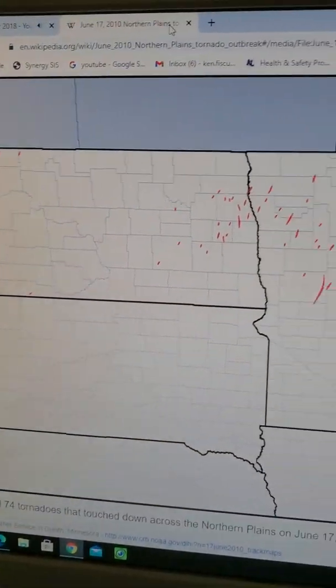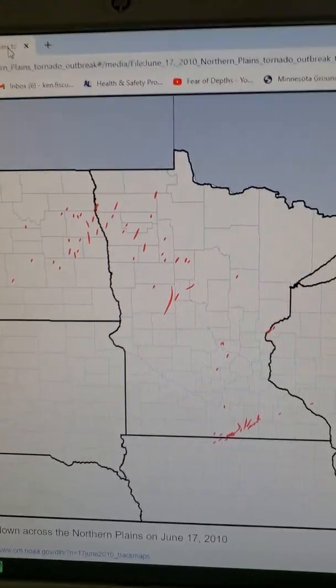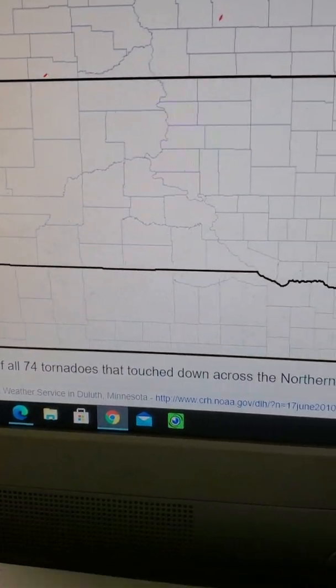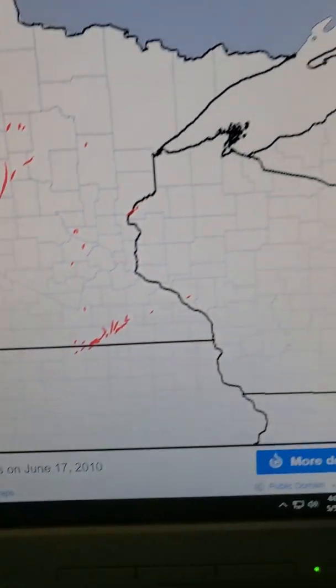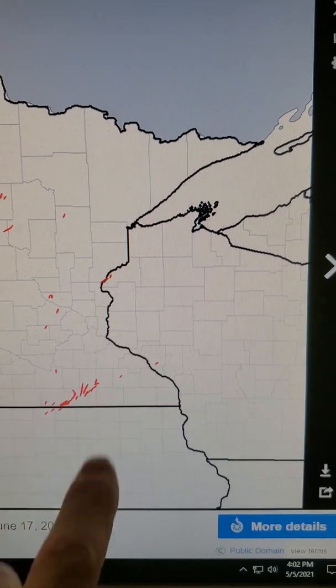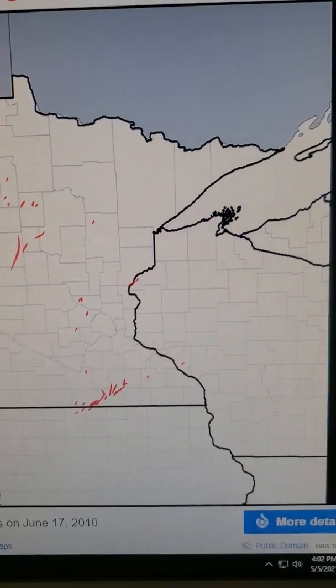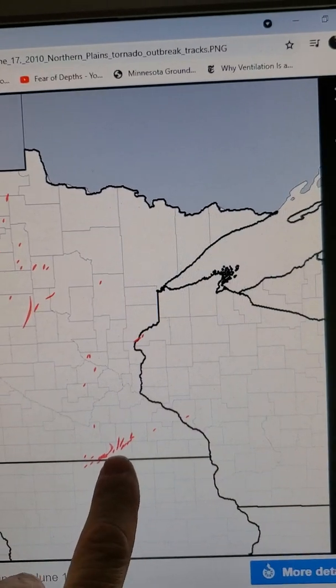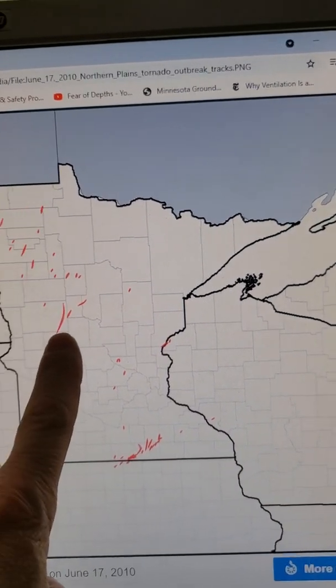Every red mark you see on the screen is a storm track of a tornado. There were 74 tornadoes that day on June 17th, 2010. Look at Freeborn County. Look how many we had. 7 different tornadoes went through. Okay? 3 people in the state died that day from tornadoes. 1 here in our county and 2 up here in Wadena.